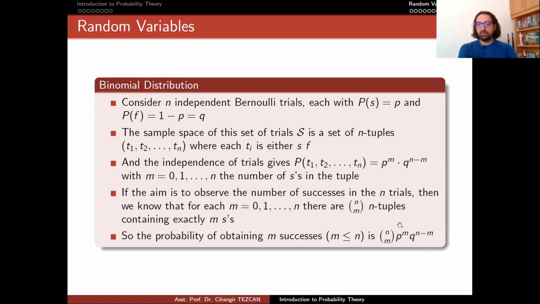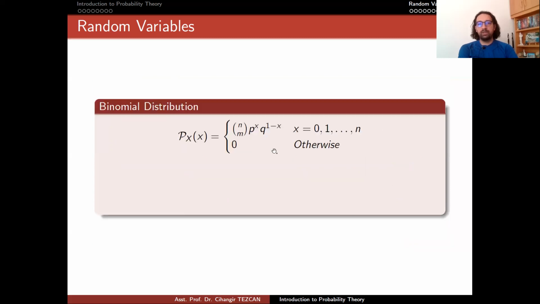So this is the important part. This is actually the binomial distribution. This is the probability density function. So we define it as follows.